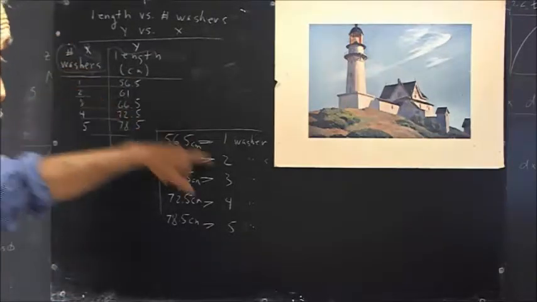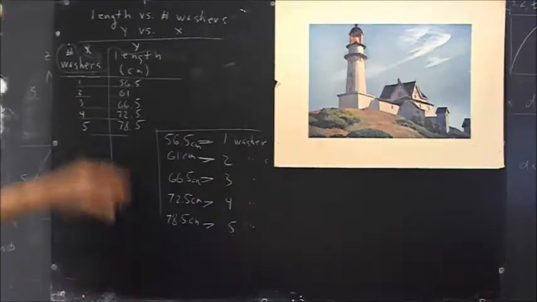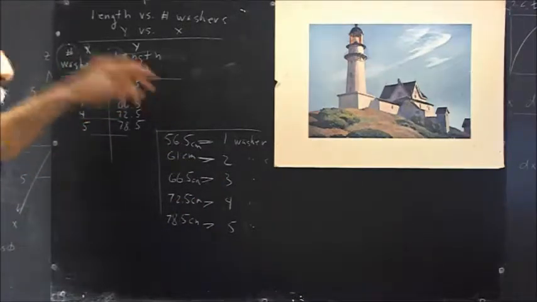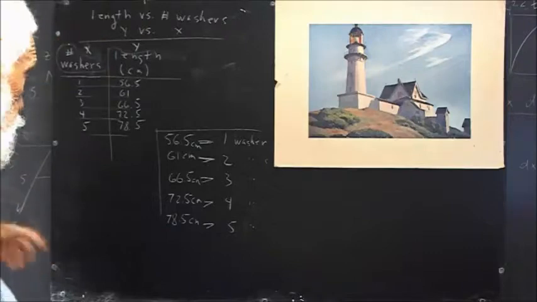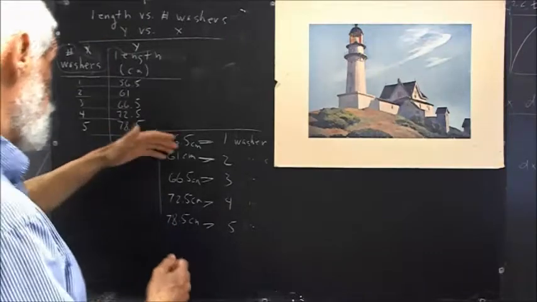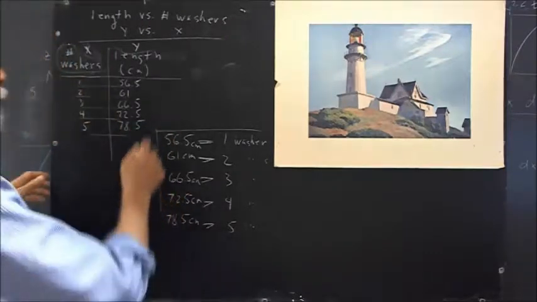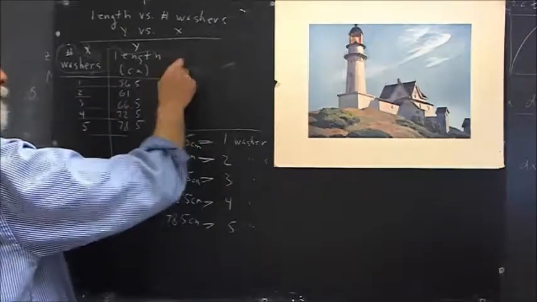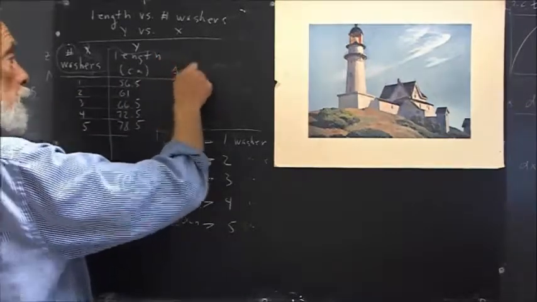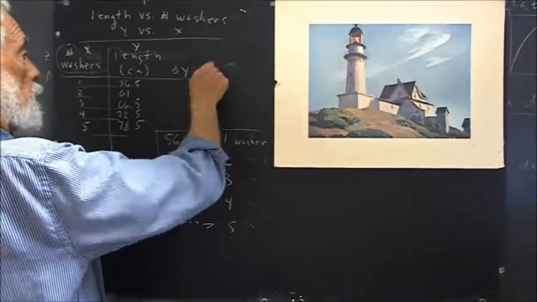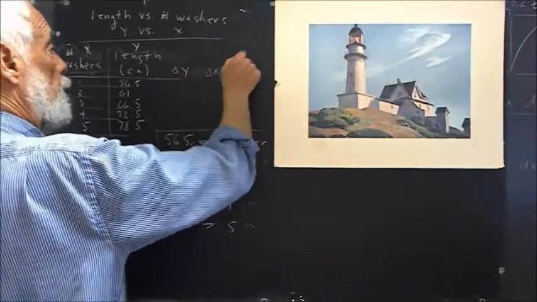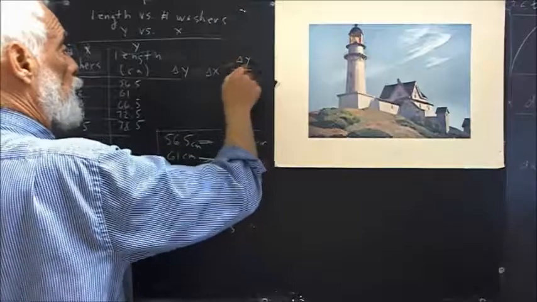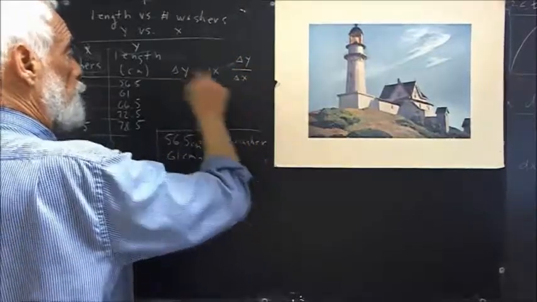Here I've made a table of our information. Y really isn't the length of the spring, but we can treat it as if it was. Not that important for illustration. If you're trying to do physics with it, you better be careful. Okay, so what we want to do is we're going to look at delta Y, delta X, and delta Y divided by delta X.